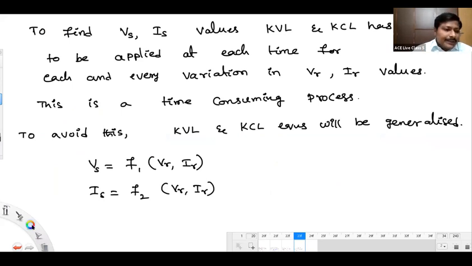So how will these equations be? You can expect whether these two are linear equations or non-linear equations. Definitely linear, because we are applying only KVL and KCL here. You don't find any square or cube of the voltages and currents. And moreover, your circuit is also a linear circuit. So these are linear equations.